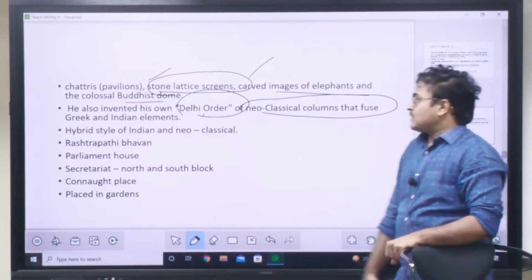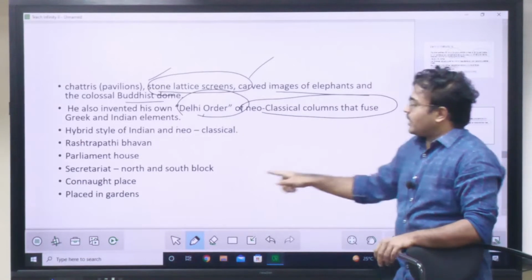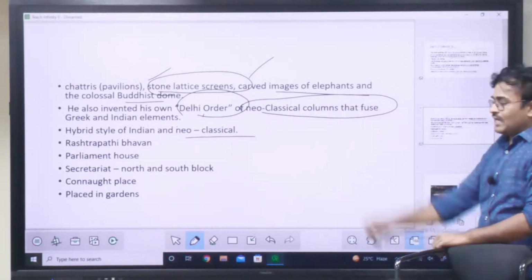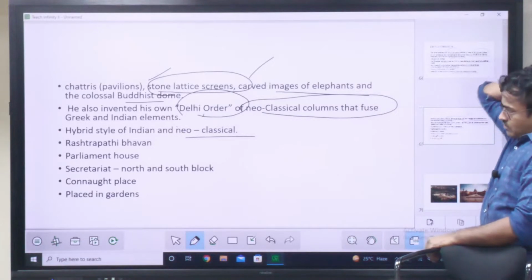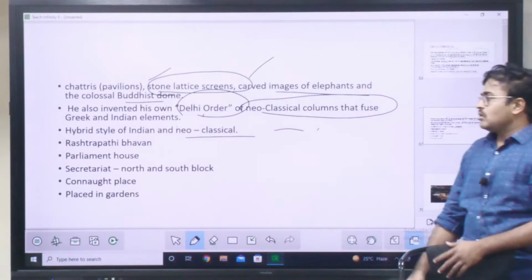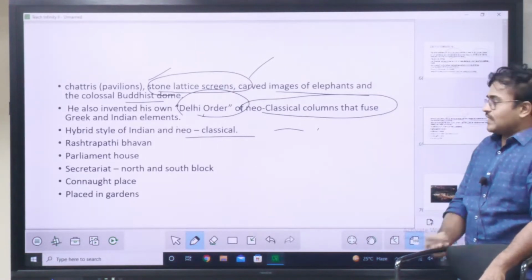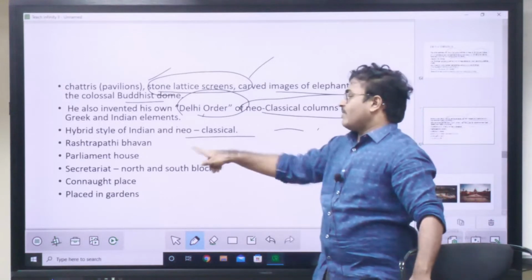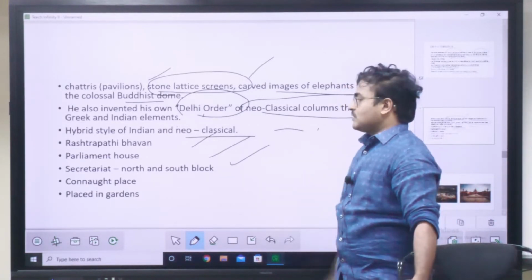That's the reason it is known as the Indo-Greek style. You write this down. It is a hybrid style of Indian and neoclassical, known as Indo-classical or Indo-Greek style. The best examples are Rashtrapati Bhavan, Parliament House, Secretariat, North and South Block.